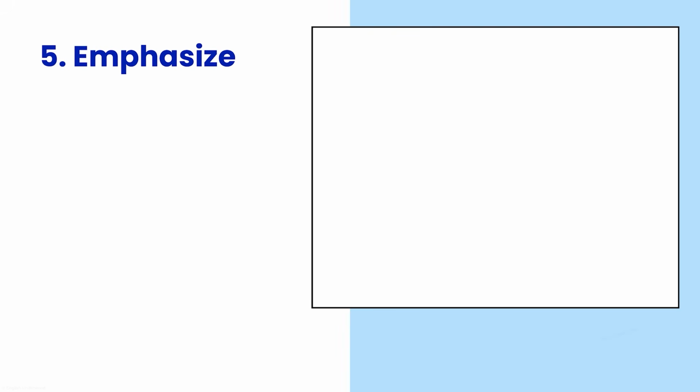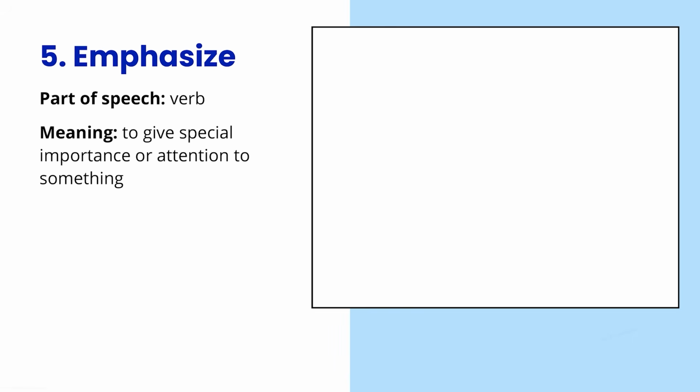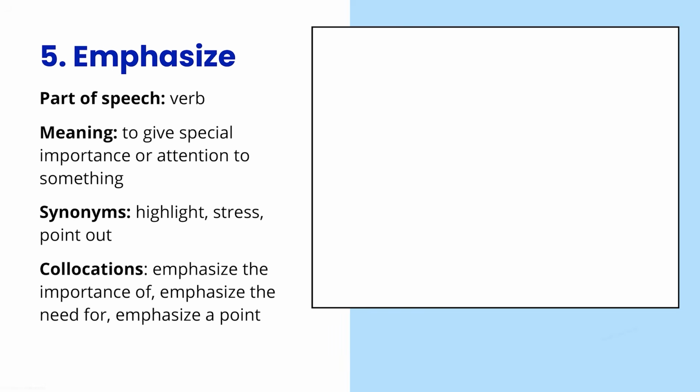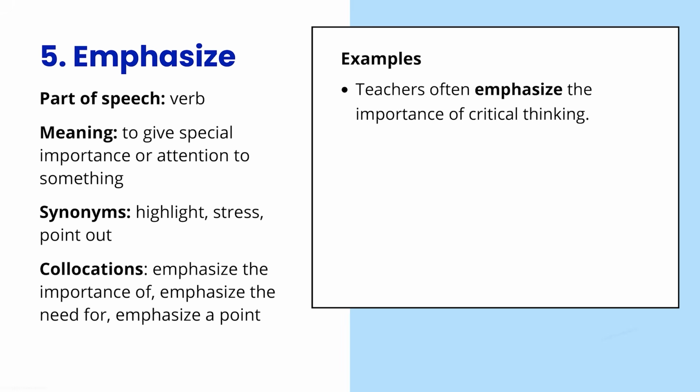Let's move on to word 5, which is emphasize. Emphasize is a verb, and it means to give special importance or attention to something. Synonyms: highlight, stress, or point out. Collocations: emphasize the importance of, emphasize the need for. Emphasize a point. So if you emphasize a point, you're giving special attention to that point or to that thing.